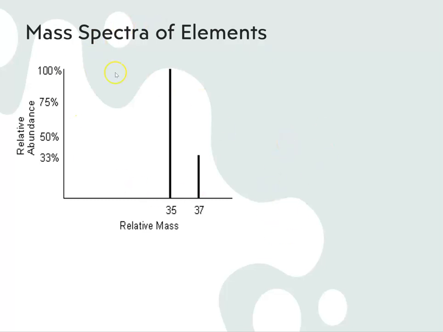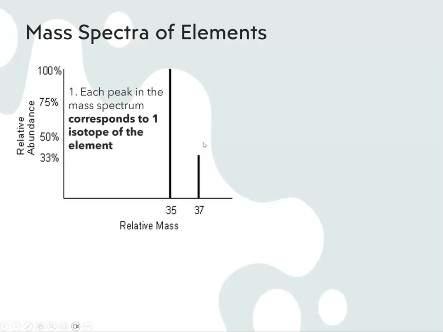What you're seeing on the screen now is the mass spectrum of chlorine. Firstly, you see two peaks at 35 and 37. This tells us that chlorine has two isotopes, one of which is chlorine-35 and the second one is chlorine-37.